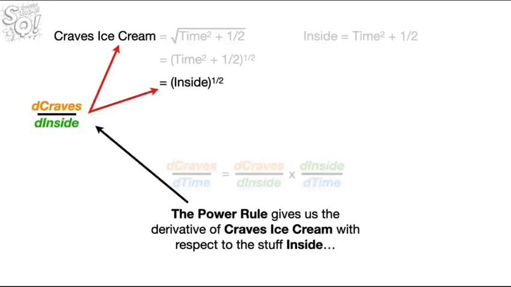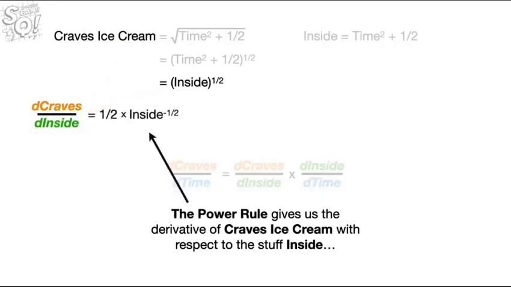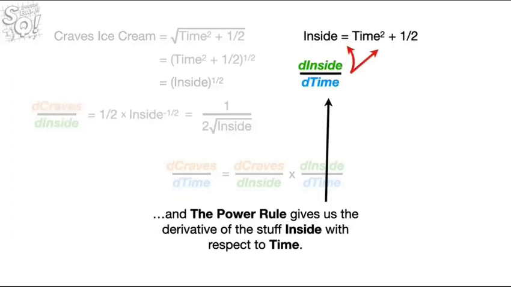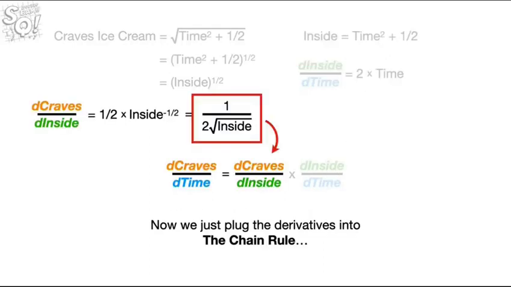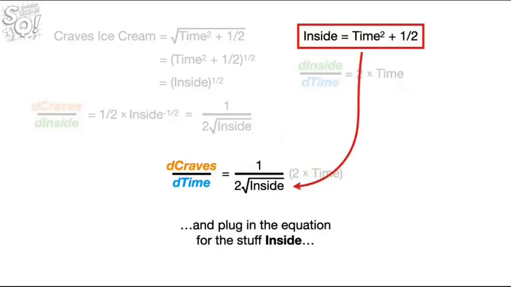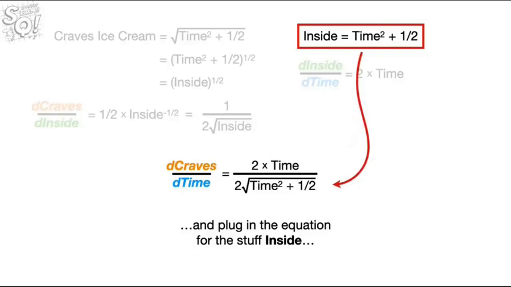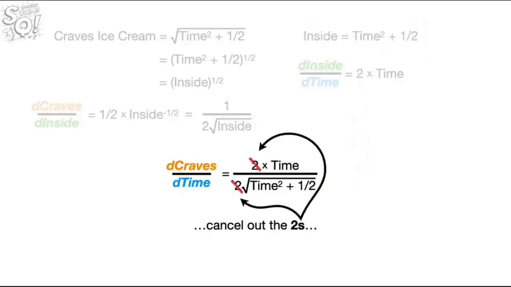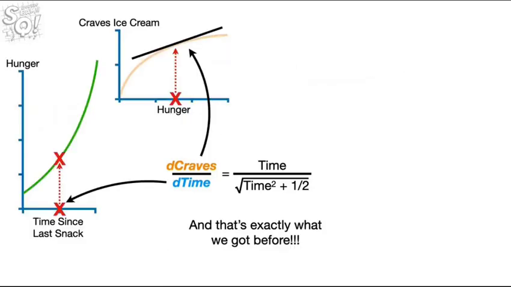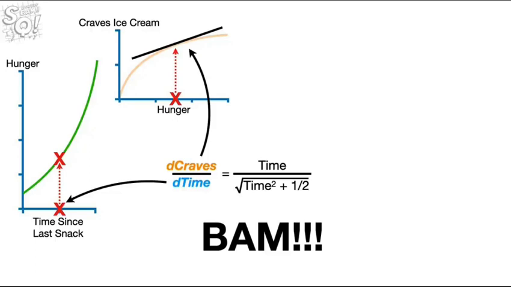The power rule gives us the derivative of Crave's ice cream with respect to the stuff inside, and the power rule gives us the derivative of the stuff inside with respect to time. Now we just plug the derivatives into the chain rule and plug in the equation for the stuff inside, cancel out the 2's, and we get the derivative of Crave's ice cream with respect to the time since last snack. And that's exactly what we got before. Bam!